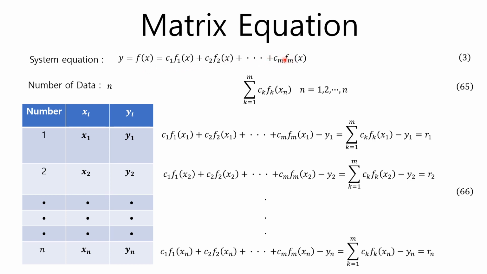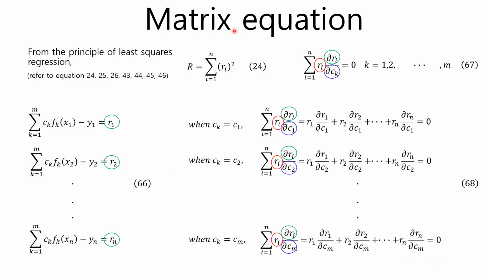As shown in the table on the left, when the number of data is n, if each data is substituted into equation 3, it can be expressed as equation 65 using the sigma function, and the total number of equations is n, equal to the number of data sets. If equation 65 is solved separately, it can be expressed as equation 66. Remember that the number of unknowns is a total of m coefficients from C1 to Cm, and the number of data set is n from x1 y1 to xn yn.